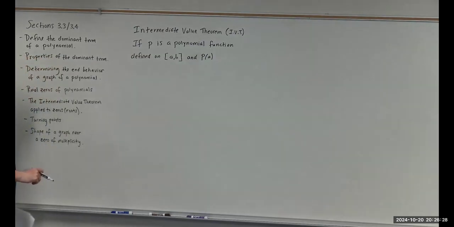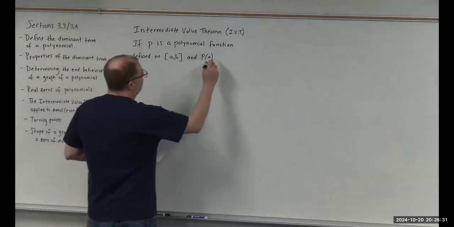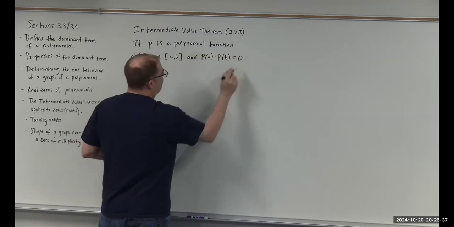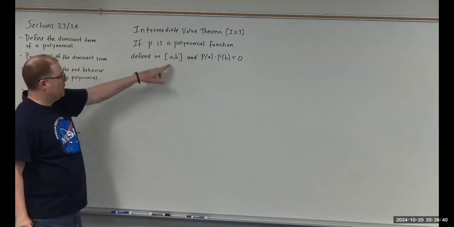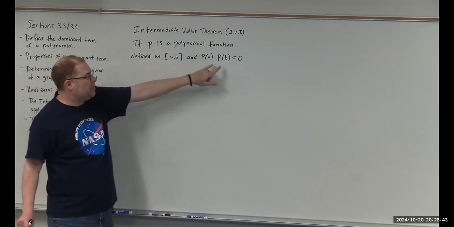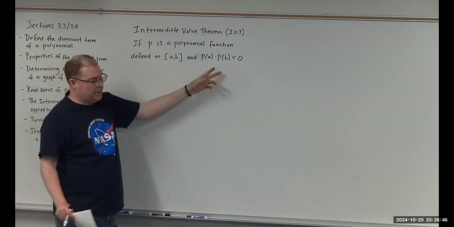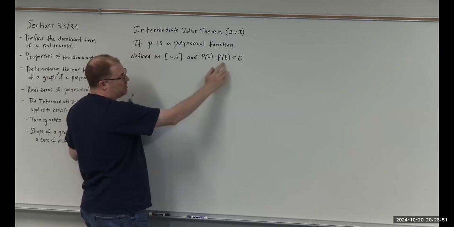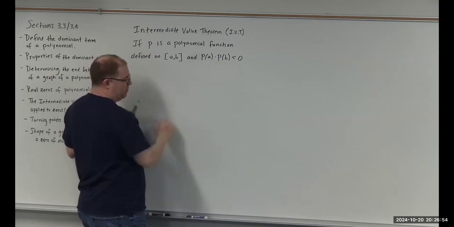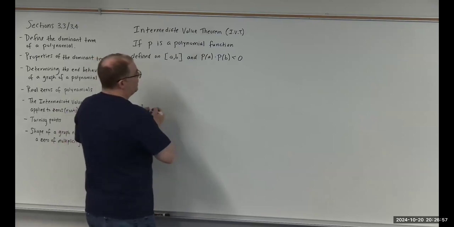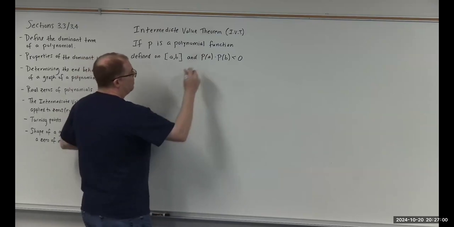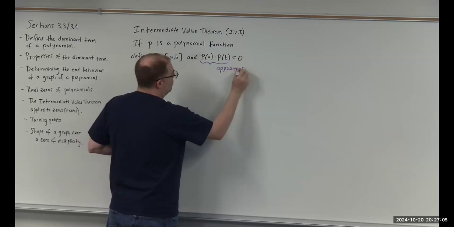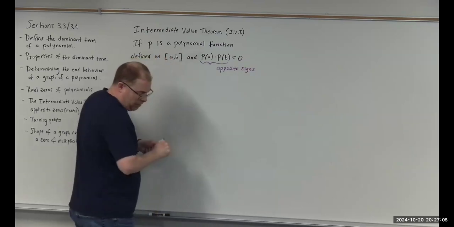So if P is a polynomial function defined on a closed interval, and we take the function and evaluate at A and B, and if P(A) times P(B) is less than zero, basically that tells us that if it's negative, these have opposite signs. Minus plus will be negative, plus minus will be negative. So this is telling us that P(A) and P(B) have opposite signs. Important part.